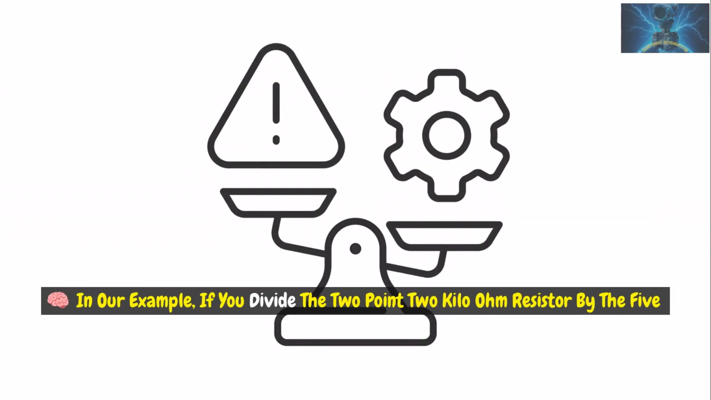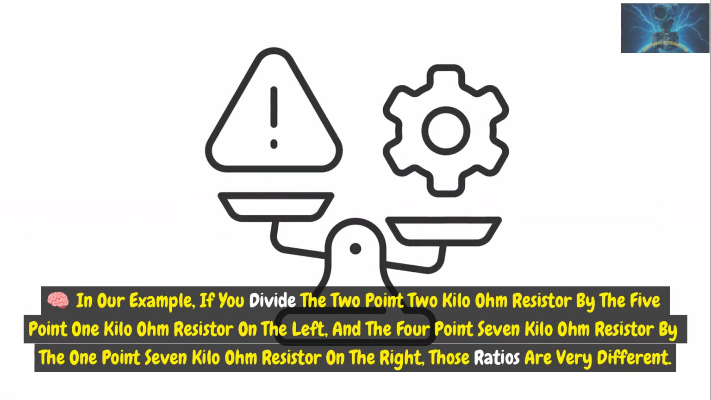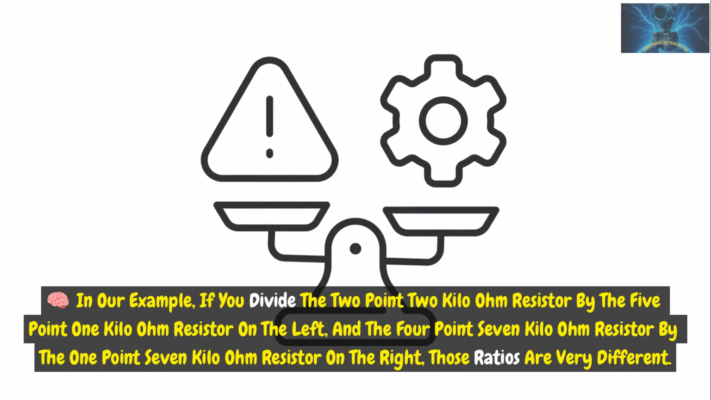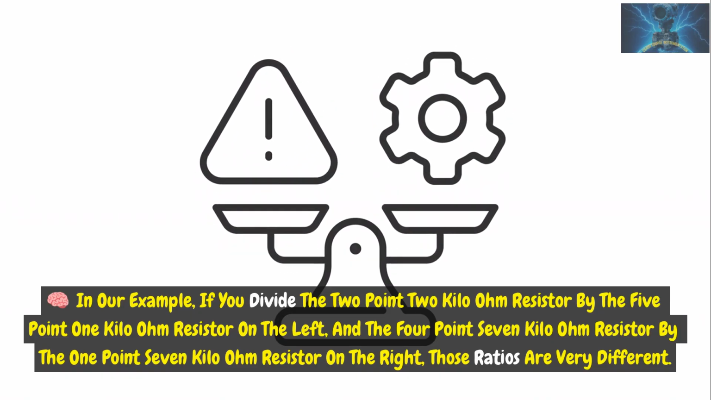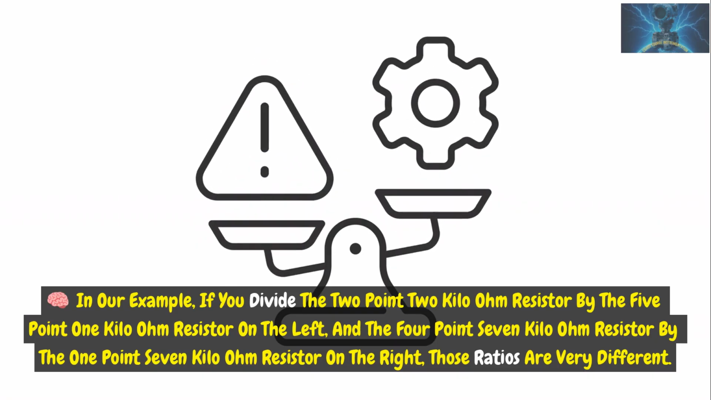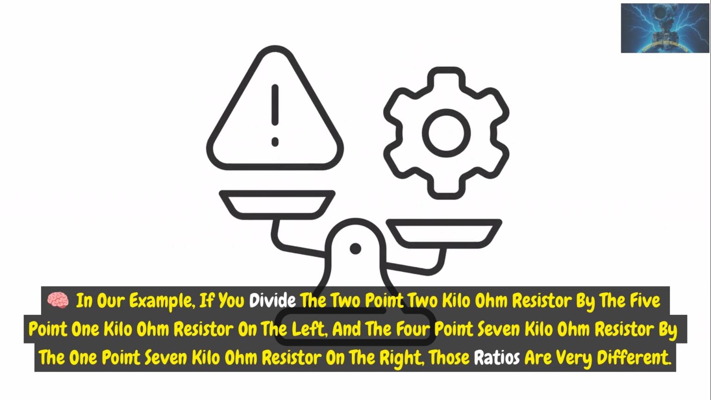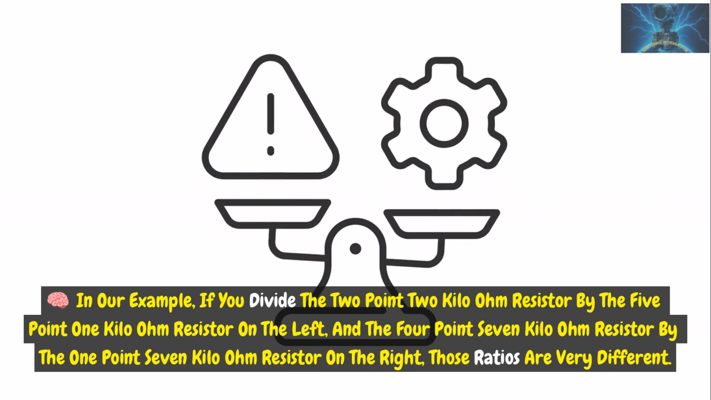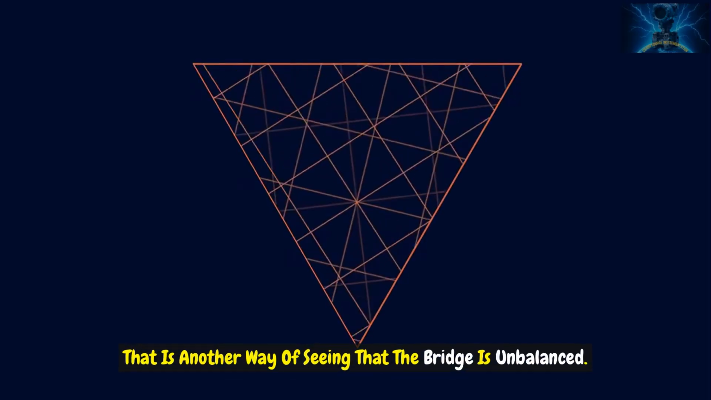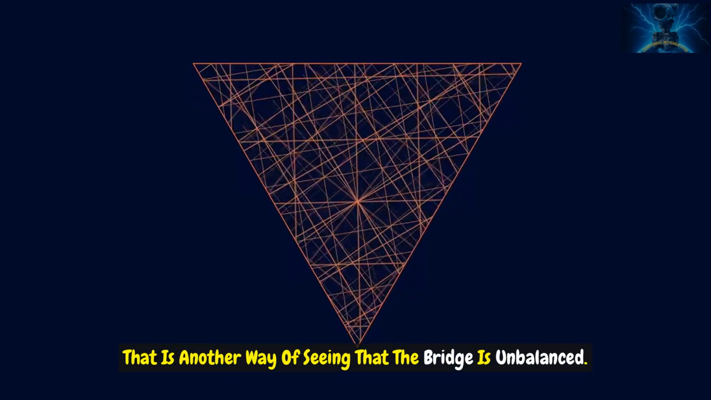In our example, if you divide the 2.2 kilo ohm resistor by the 5.1 kilo ohm resistor on the left, and the 4.7 kilo ohm resistor by the 1.7 kilo ohm resistor on the right, those ratios are very different. That is another way of seeing that the bridge is unbalanced.